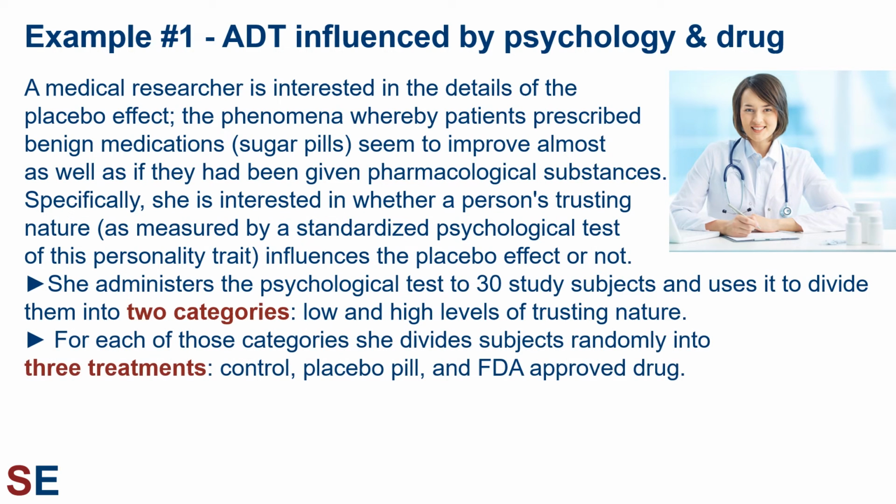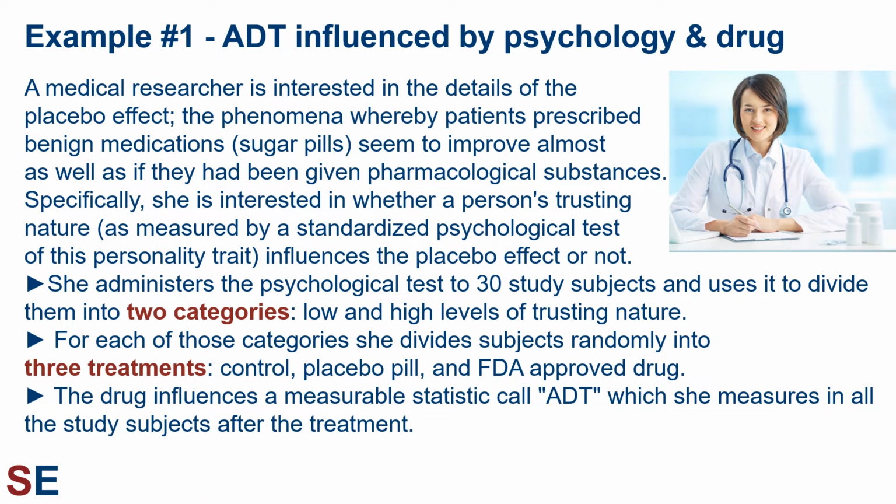For each of these categories, she divides subjects randomly into 3 treatments: a control group that doesn't get a pill, a group where a placebo pill is received, and a group where the FDA-approved drug is received. The FDA-approved drug influences a measurable statistic called ADT, which she measures in all the study subjects after the treatment.